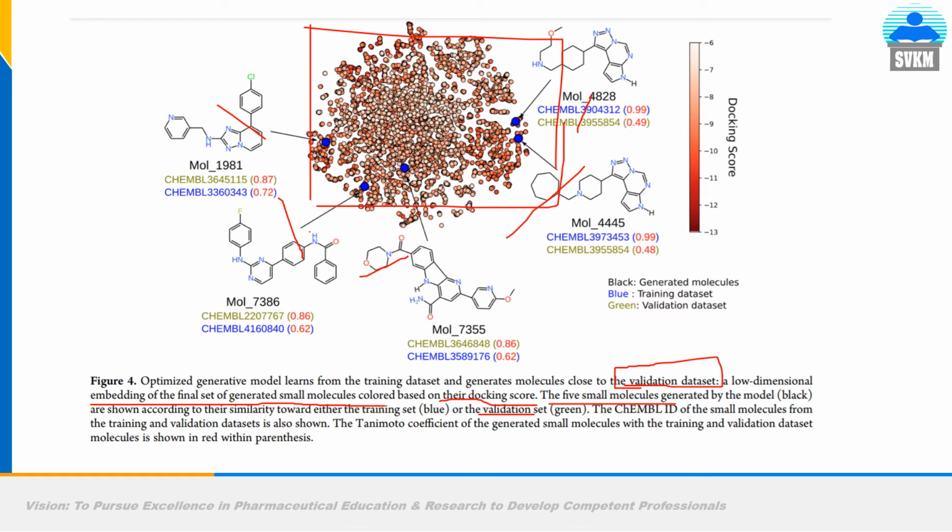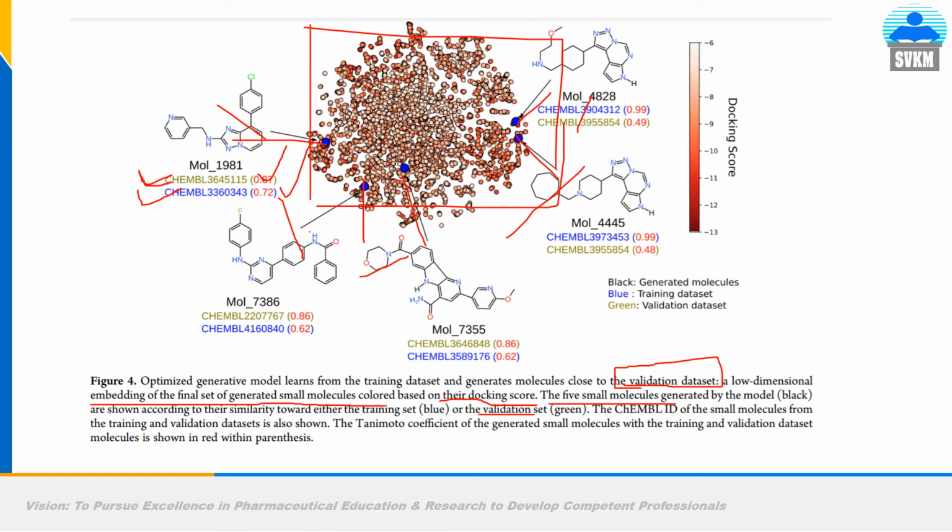within parentheses. See, so this is the ID of the validation set. This is the ID or the identification number of the training set, and this is the Tanimoto index. So these are your molecule number 1, 2, 3, 4 and 5. So these 5 molecules have been generated by a generative model which was trained initially through a deep learning model. So here in this diagram, the researchers have shown the docking score and the identification as per the ChEMBL library.